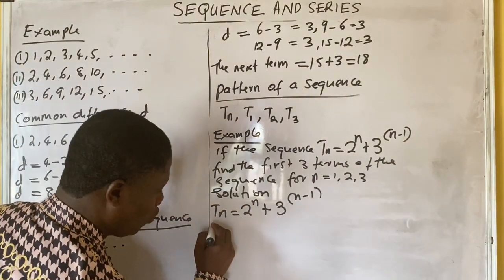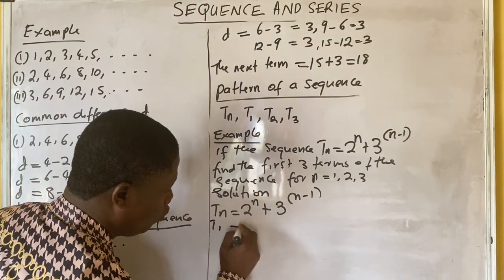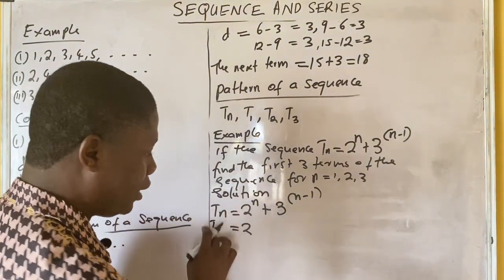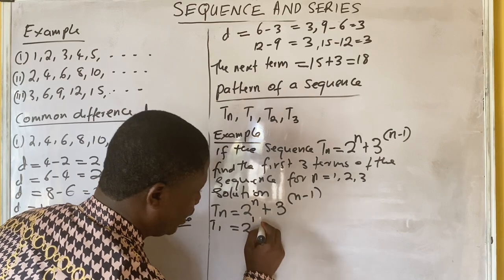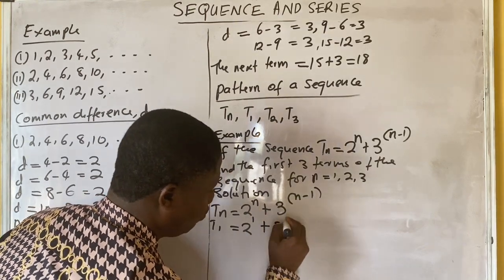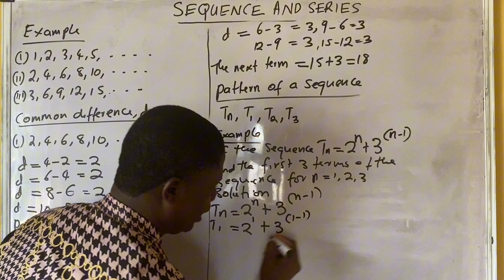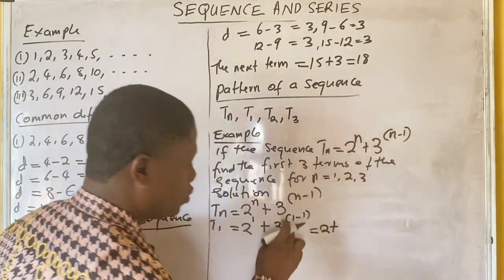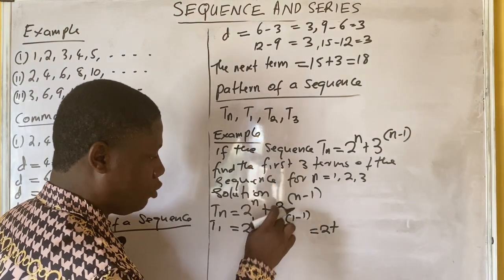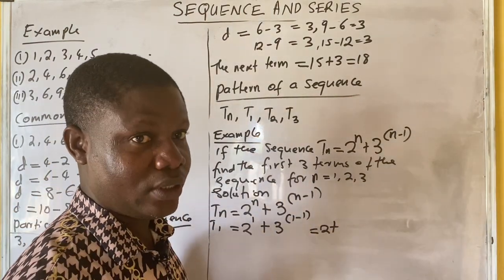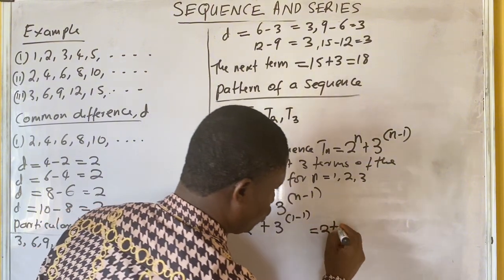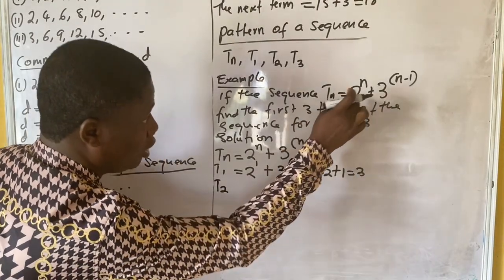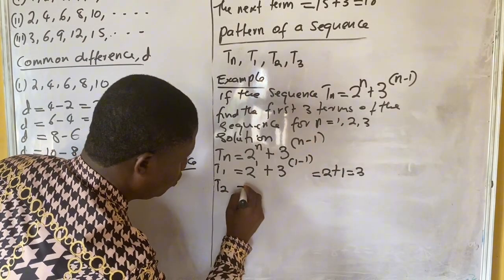For n equals 1, our T1 will be given as 2 raised to the power of n. Any place we see n, we replace it with 1. So we have 2 raised to the power of 1 plus 3 raised to the power of 1 minus 1. This will give us 2 raised to the power of 1, which is 2, plus 1 minus 1 is 0. So 3 raised to the power of 0, anything raised to the power of 0 from our indices is equal to 1. So we have 2 plus 1, and this will give us 3.